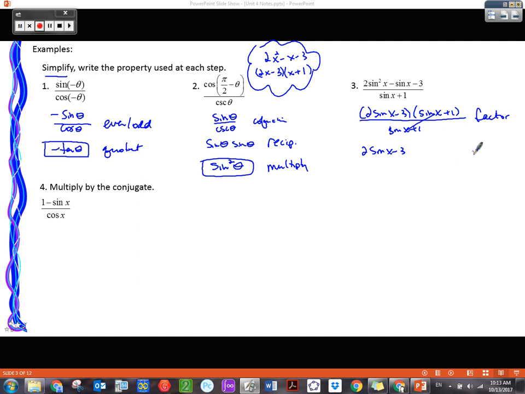Now your reason could be cancel, your reason could be simplify. You could write either one of those, that is fine. I'll write simplify, but cancel is a perfectly acceptable reason. Now we look at this, we are down to one trig function and we don't have a fraction. And there's really nothing else I can do to that to shrink it, right? There's no shrinking going on, so this is my final answer.